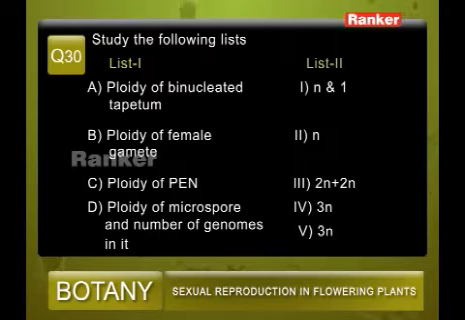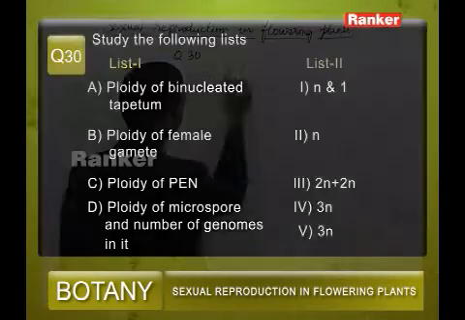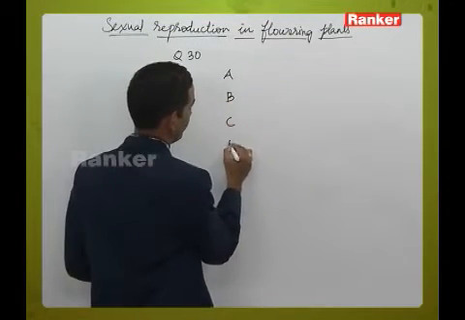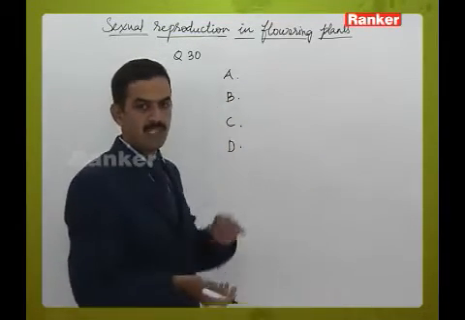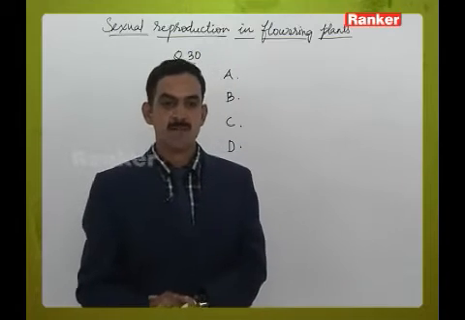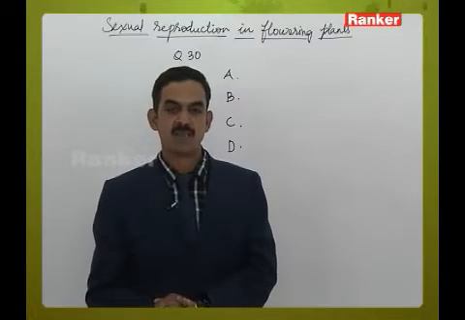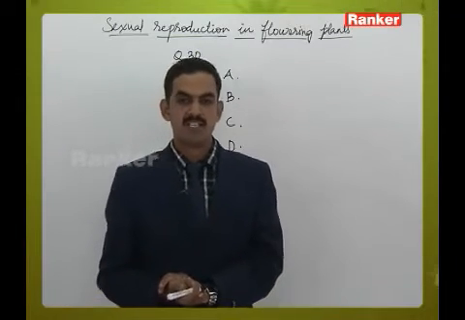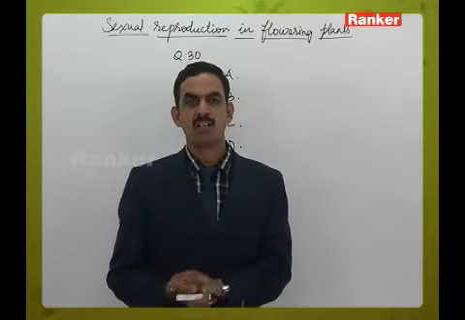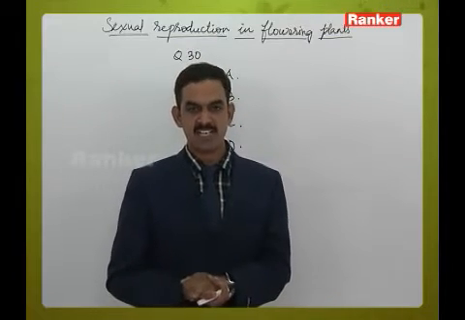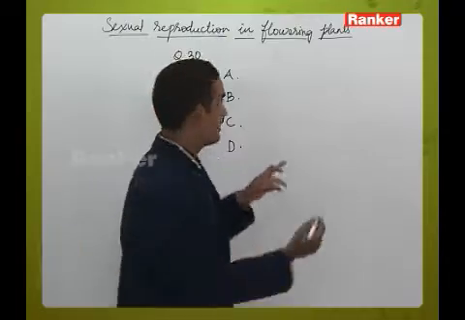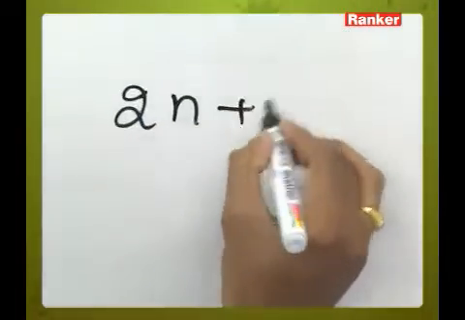List 2: 1 is N and 1, 2 is N, 3 is 2N plus 2N, 4 is 3N, 5 is also 3N. In the given options, first one, ploidy of binucleated tapetum. A binucleated tapetum contains two nuclei, each diploid in condition, so it will be 2N plus 2N.